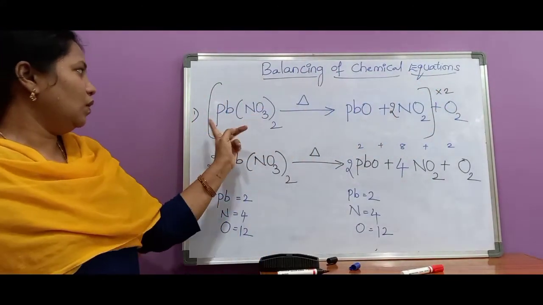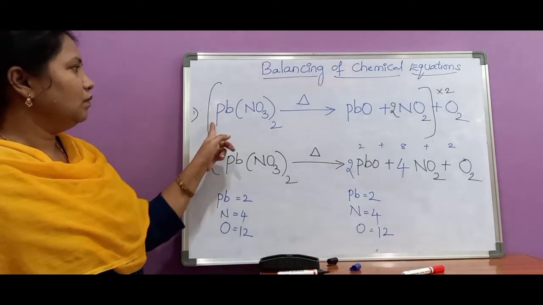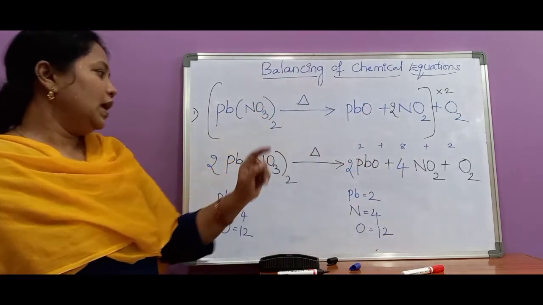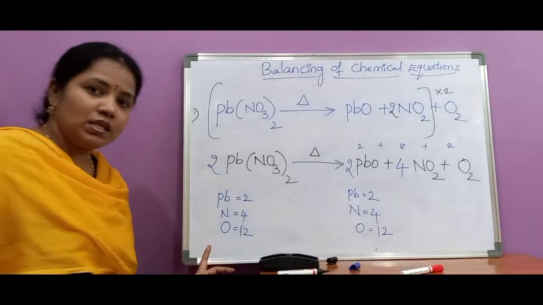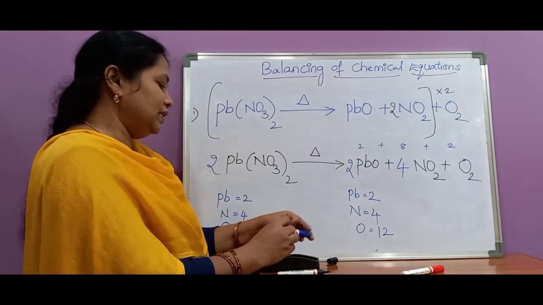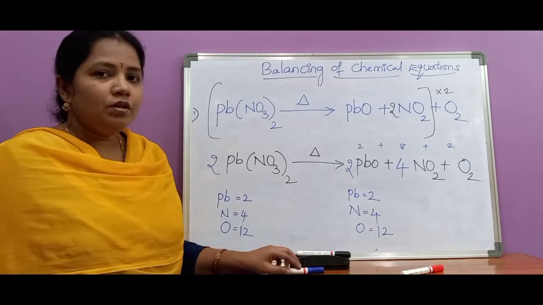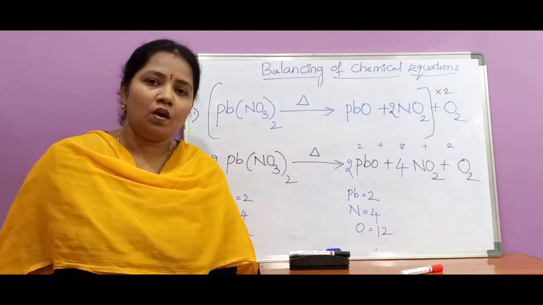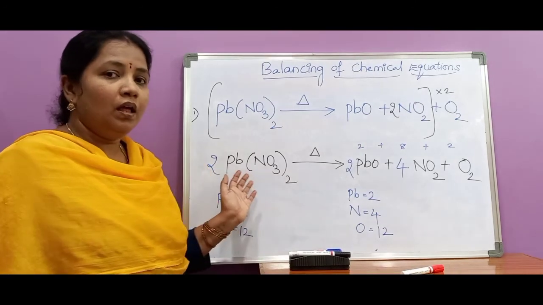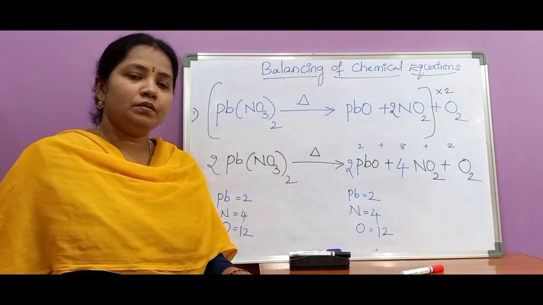When all the coefficients are multiplied by 2, what are you getting here? 1 into 2, 2. 1 into 2, 2. 2 into 2, 4. And the number of atoms as well as the oxygen atoms are completely balanced. Like this, we can balance chemical equations. Remember, every reaction should be balanced compulsorily in order to satisfy the law of conservation of mass. Then only it will give the complete meaning. A completely balanced equation only can give the complete meaning.